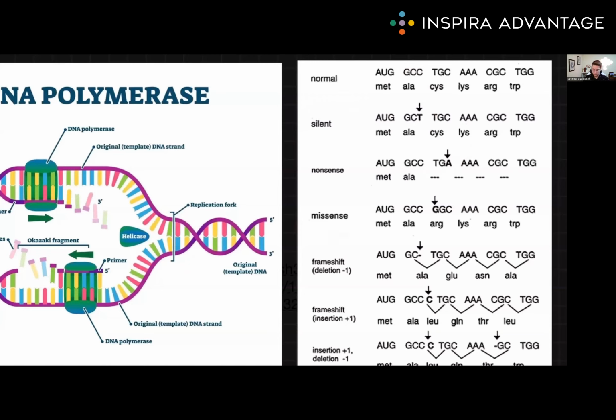Next up, we have a missense mutation. Missense mutations result in a different amino acid being coded for. So originally we had a cysteine being coded for up here, but now we've taken the thymine, turned it into guanine, and now we are making an arginine for that third amino acid. Who knows how drastic of a problem this will be, but it is a change.